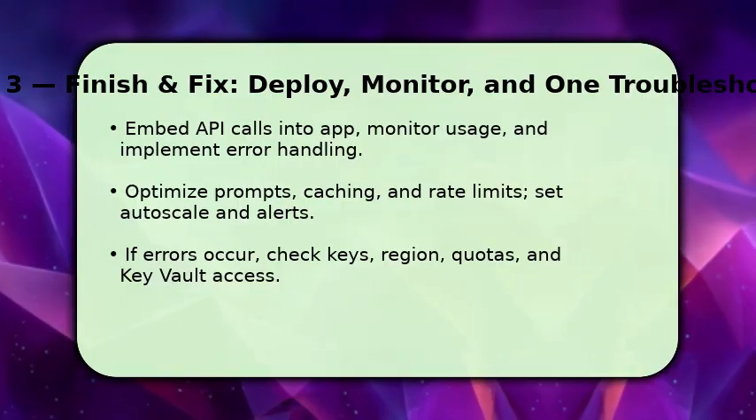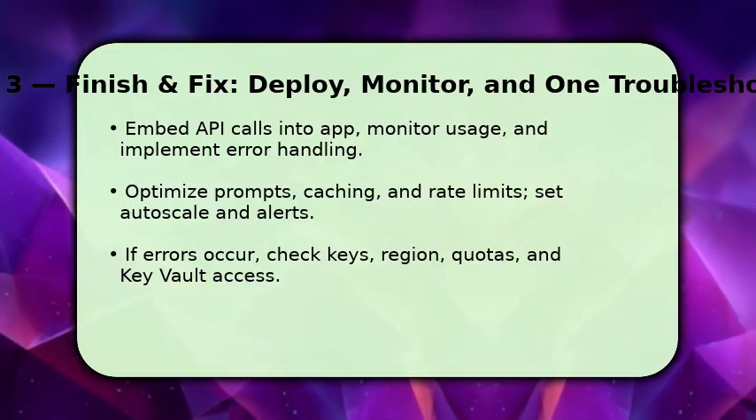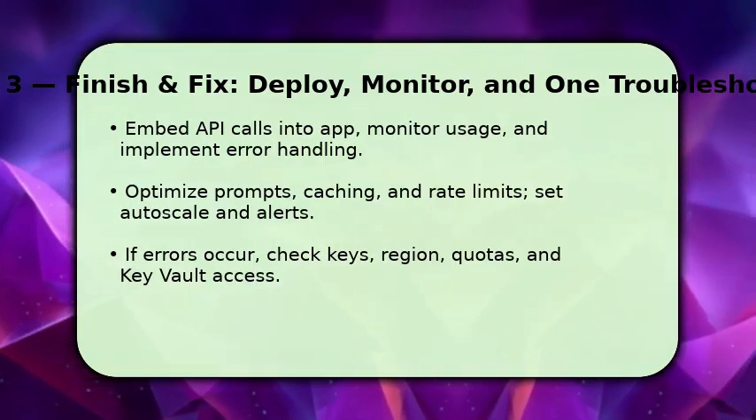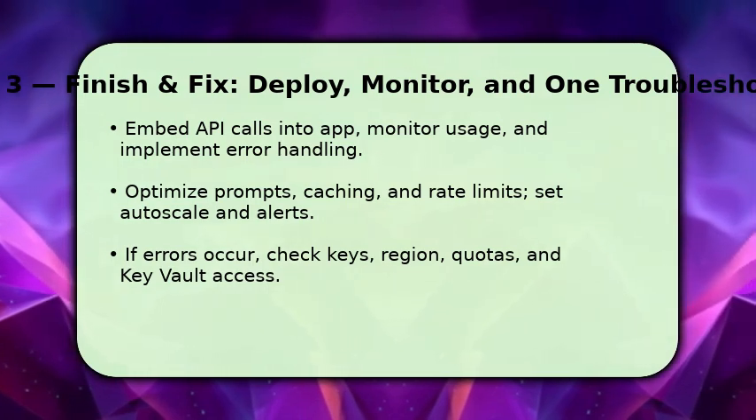If something goes wrong, check the API keys and endpoint, verify resource region and quota. Confirm key vault permissions, then rerun sample calls to isolate the fault.